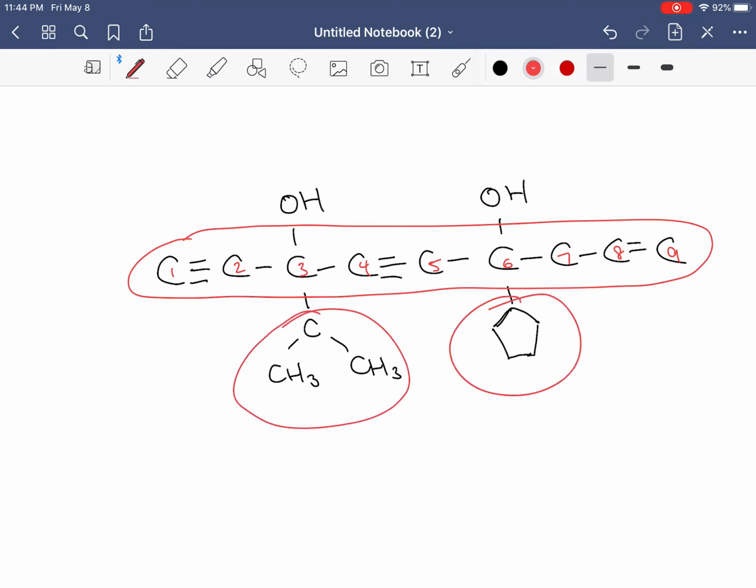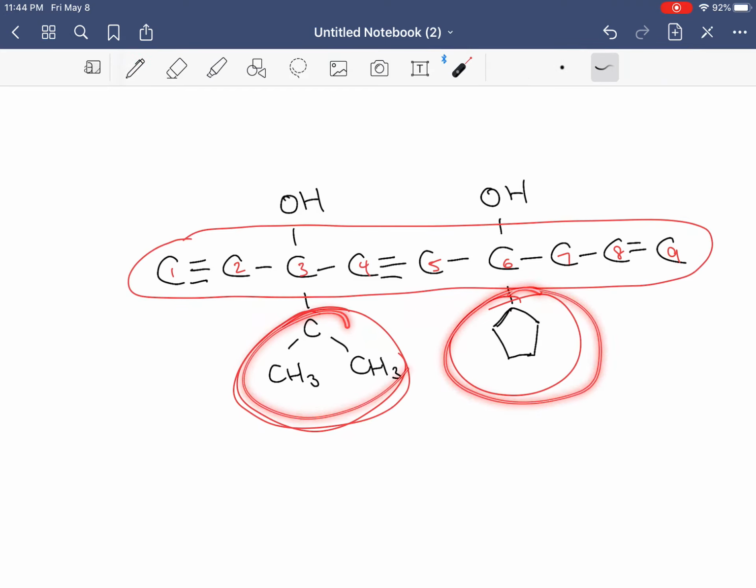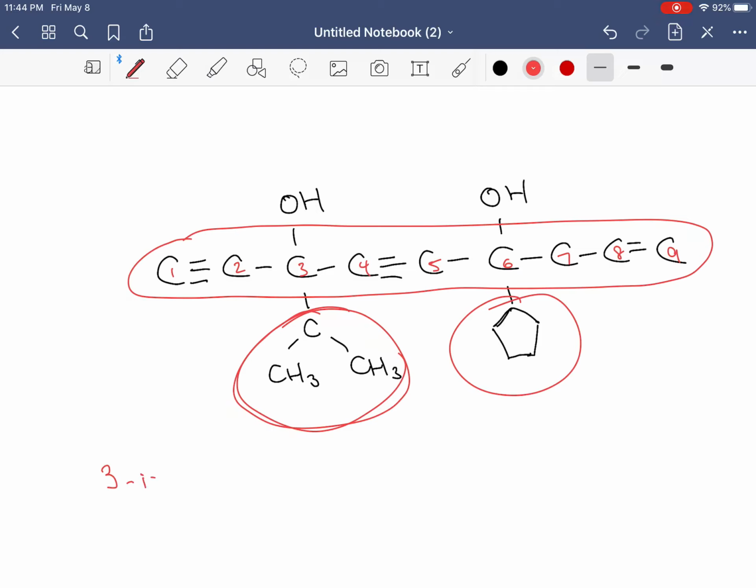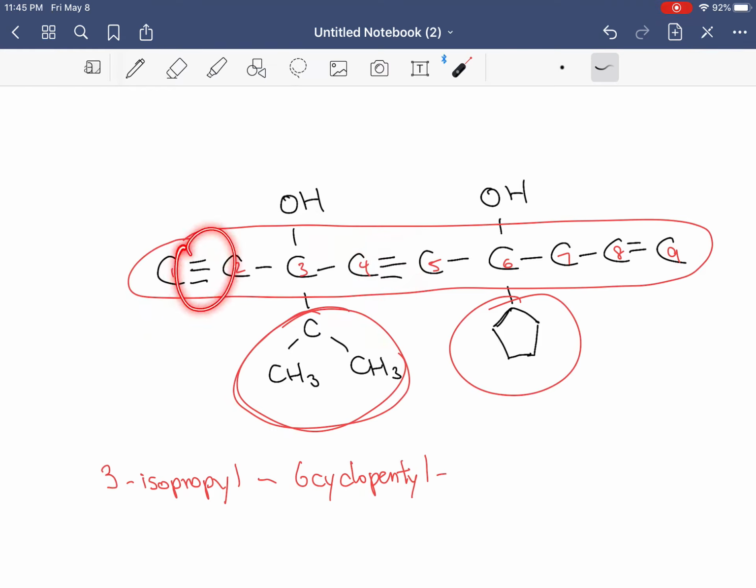Side groups. These two are side groups. This is an isopropyl side group, and this is a cyclopentyl side group. Of course, isopropyl comes first. So 3-isopropyl, 6-cyclopentyl. We have 2 triple bonds and 1 double bond in this longest chain.